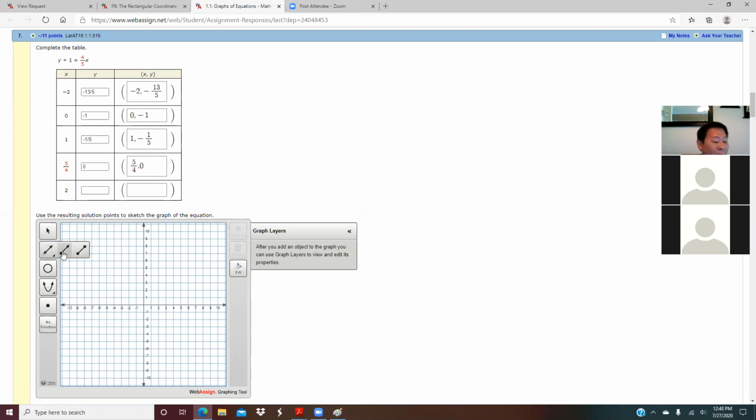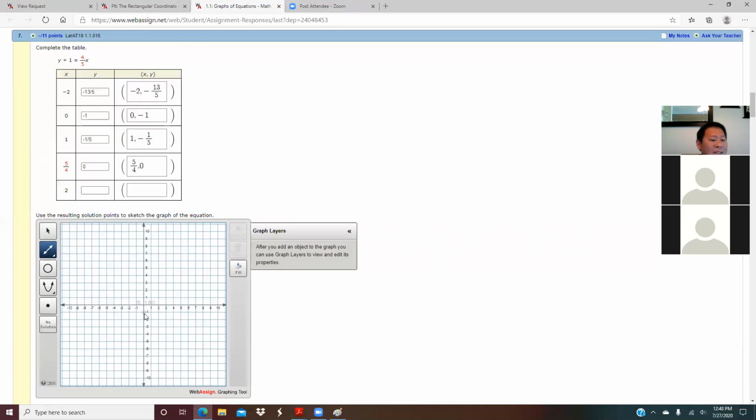This one is called a ray, which is 1 arrow, and this one is called a line segment, that's no arrows. So for this question, you have to use 2 arrows. We're gonna do the 0. You only need to take 2 points. So I'm gonna put 0, -1. Oh, sorry, wrong point. So click on this and 0, -1. Okay, so this is 0, -1.